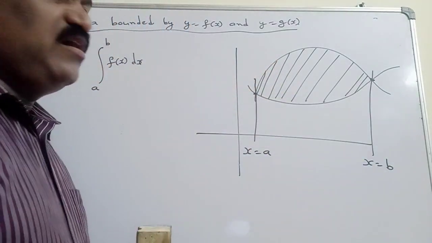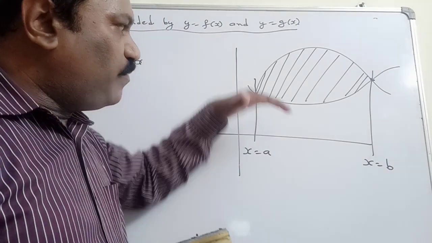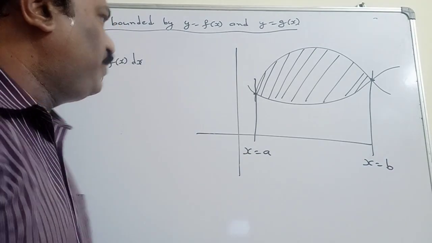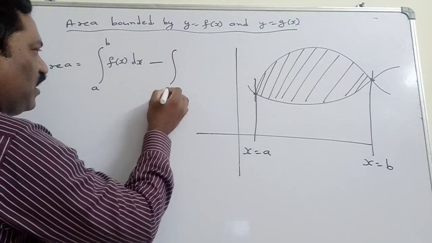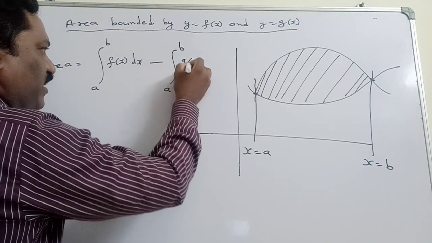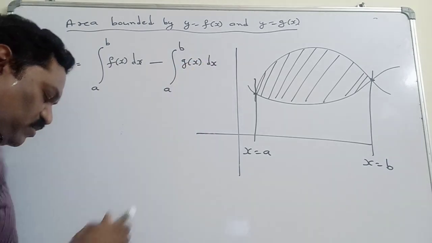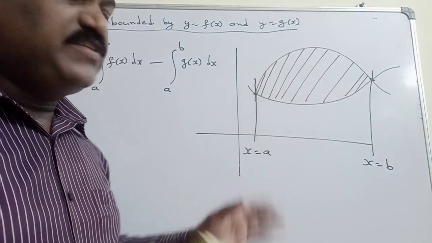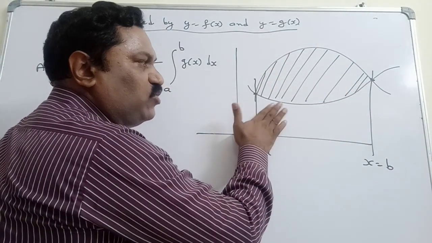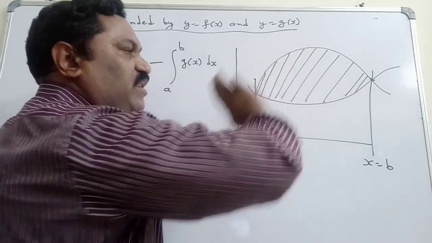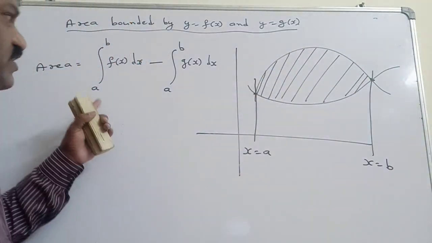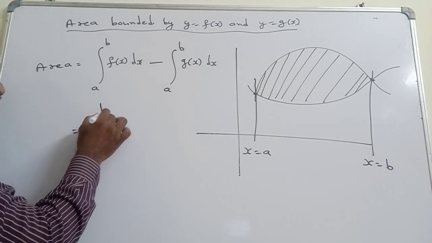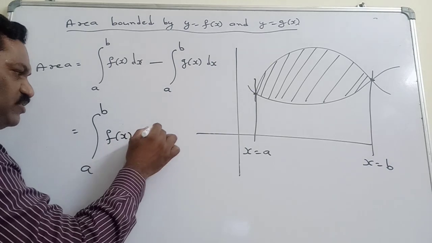From this entire area, we will subtract the area bounded by this lower curve with the x-axis between the limits x equal to a and x is equal to b, that is minus the integral from a to b of g of x dx. Meaning from this entire area bounded by the upper curve with the x-axis, if I subtract the area bounded by the lower curve, then we are going to get the remaining area bounded by the two curves. That gives this formula, the integral from a to b of f of x minus g of x dx.